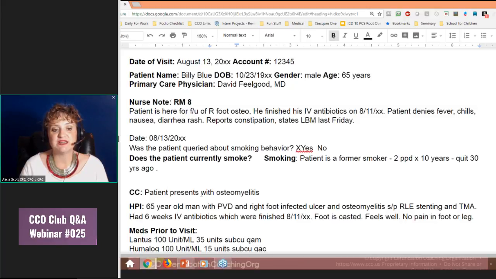Why is the patient being seen? Patient presents with osteomyelitis. He just finished IV antibiotics, denies fever, chills, nausea, rash, reports constipation, says last BM was last Friday. Okay, so again, nothing there that we can code from because it's the nurse's note, right? That is not a provider that we're able to document off of.